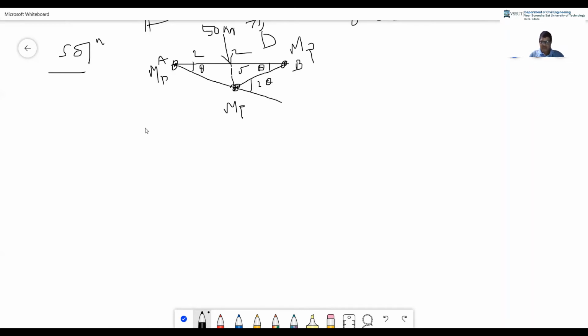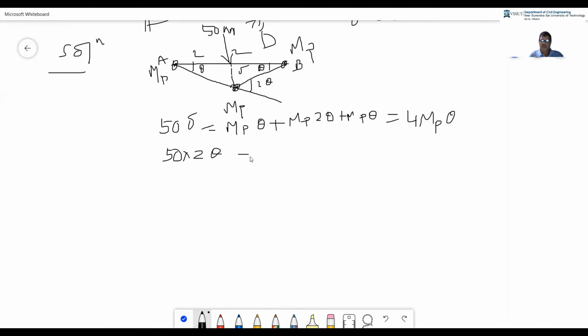Now what will your external work done? 50 into delta will be the external work done. What is the internal work done? MP theta, MP theta, MP theta, so this comes out to be 4 MP theta. Now what is the value of delta? Delta is equal to 2 theta. So 50 into 2 theta is equal to 4 MP theta. So this indicates MP is equal to 100 by 4.